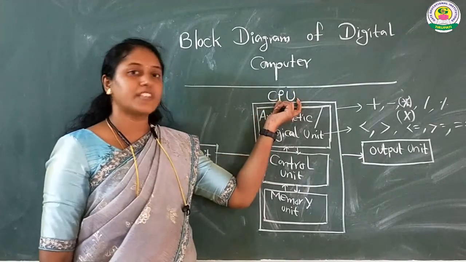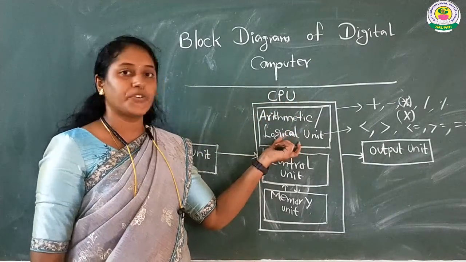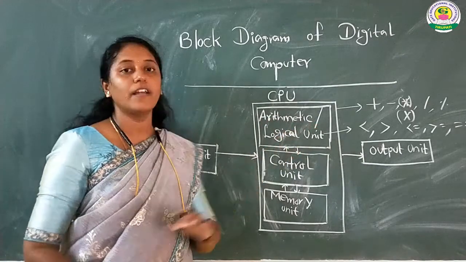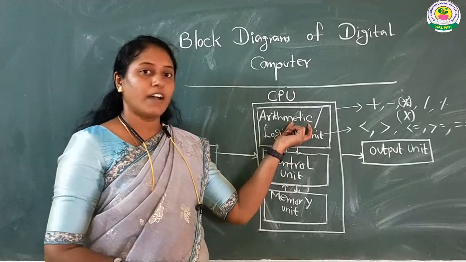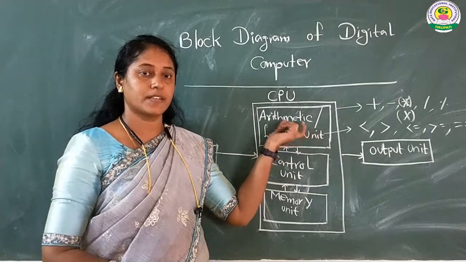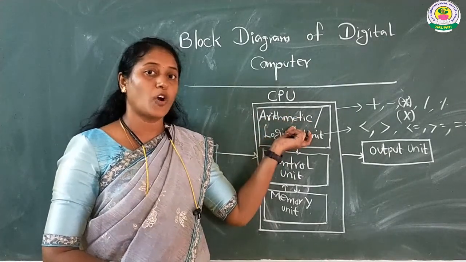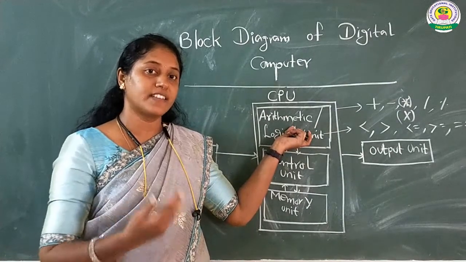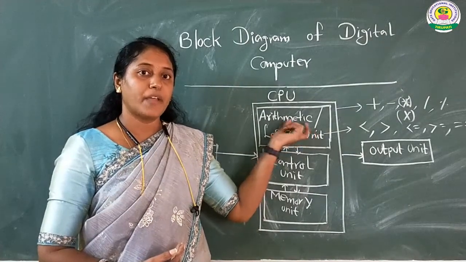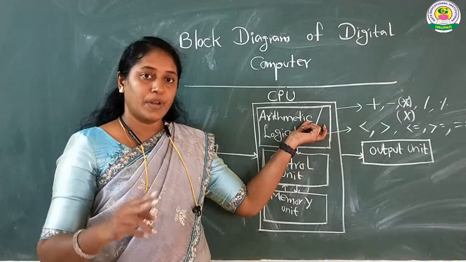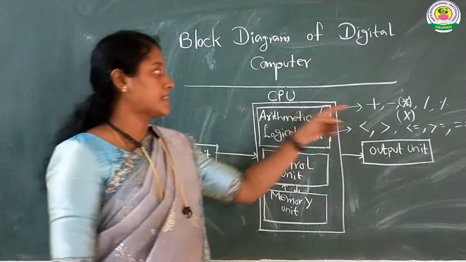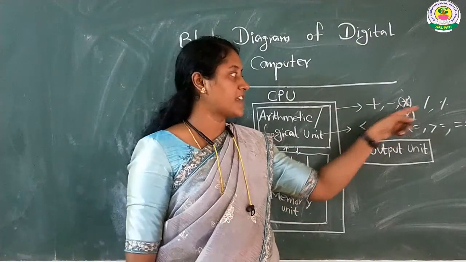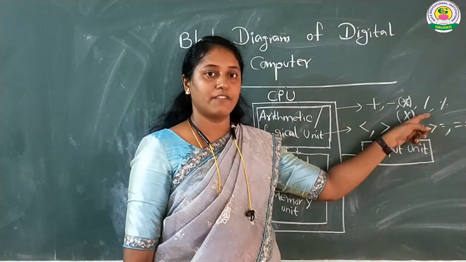When you come to the central processing unit, the first unit is the arithmetic and logical unit. In this unit we have arithmetic operations, which we already discussed in an earlier session. By using addition we can add two numbers, and there are more operators: subtraction, multiplication, division, and modular division.